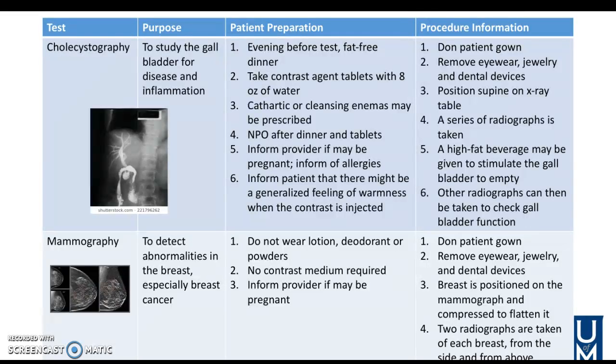We're going to instruct those patients not to wear lotion, deodorant, or powders. For this test, there's actually no contrast media required. And we're also going to inform the provider if the patient may be pregnant.